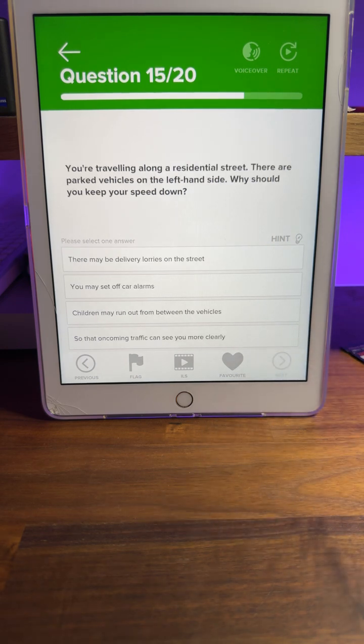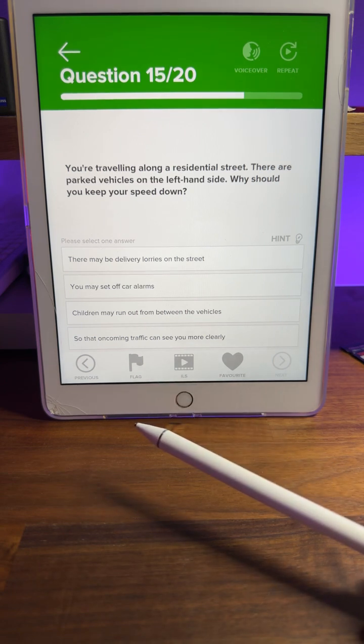Question 15. You're traveling along a residential street. There are parked vehicles on the left-hand side. Why should you keep your speed down? You're traveling along a residential street.